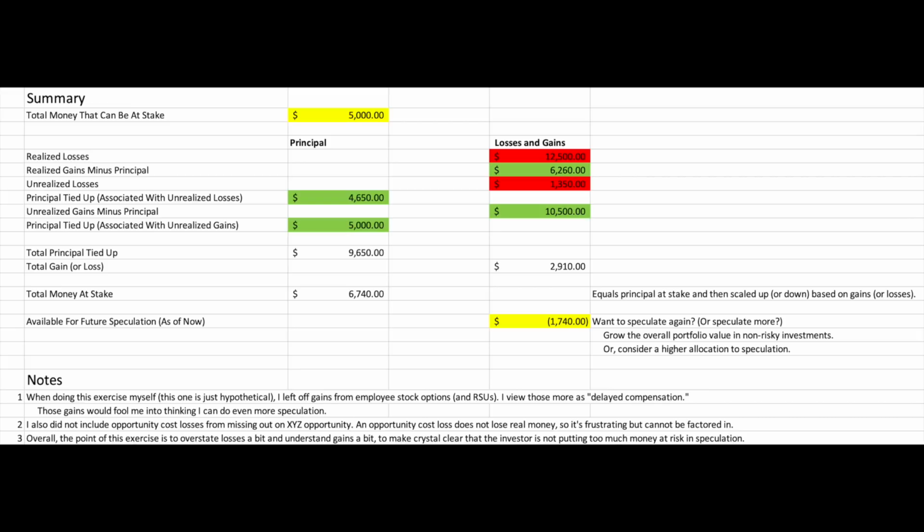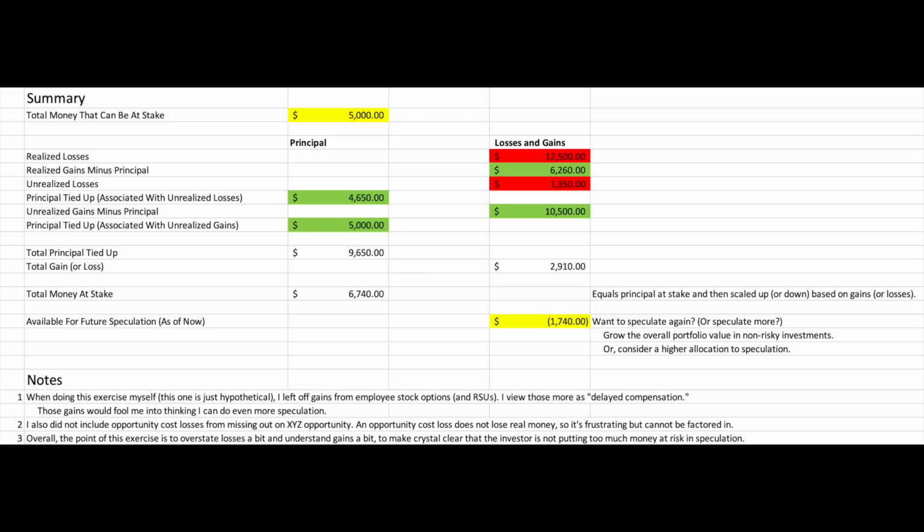And so now I have a few columns here. First and foremost, I'm just bringing in cells from further up in the spreadsheet. So I bring in those realized losses of $12,500. I bring in those realized gains of $6,260. But again, I don't include the principal that I took out. Principal taken out is retired and could be put back into another speculative investment, but it can't be counted as a gain. Next, I take unrealized losses out, and I put them in the right-hand column.